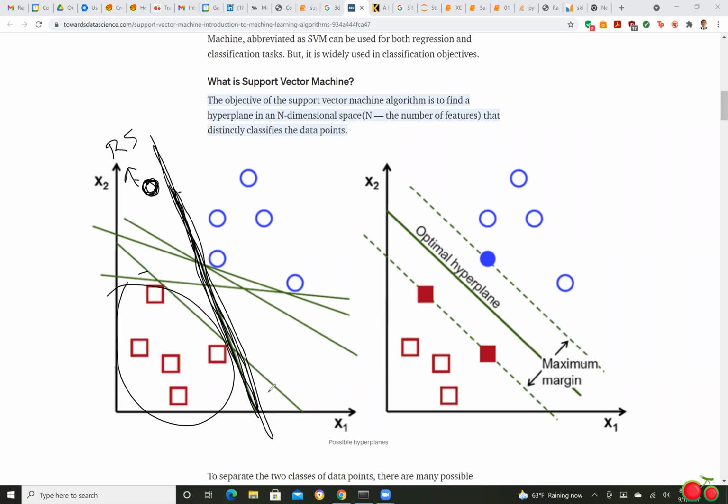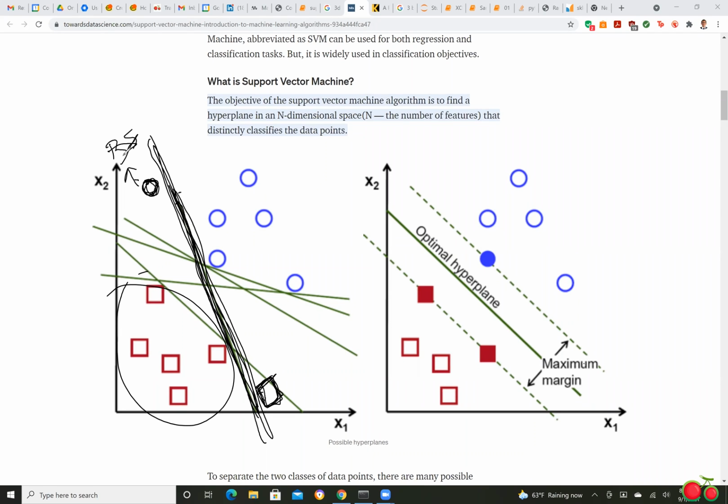In the same way, let's assume that I have a square here. But because I chose this line as my boundary, I might wrongfully predict that this is a blue circle instead of a red square. Are you guys seeing the danger here of picking a wrong line, of picking an inappropriate line? So in your opinion, what do you think is the best line?